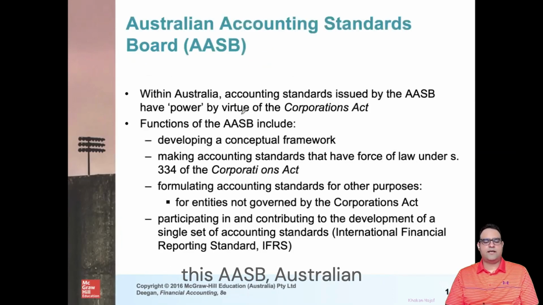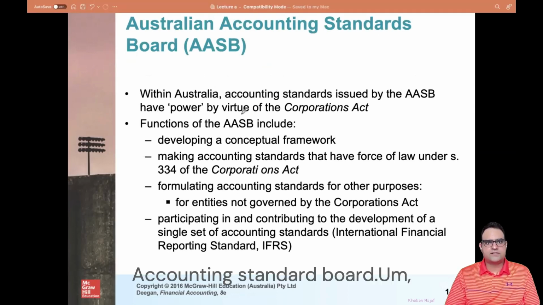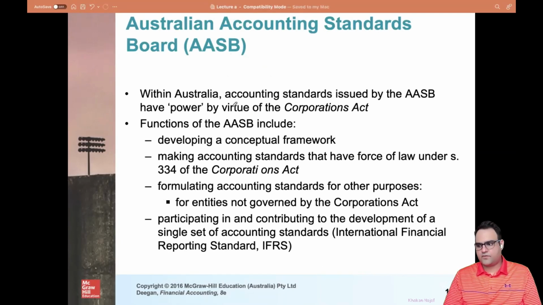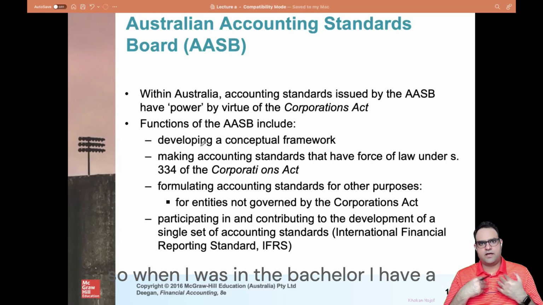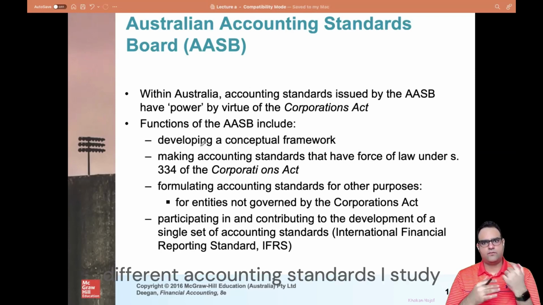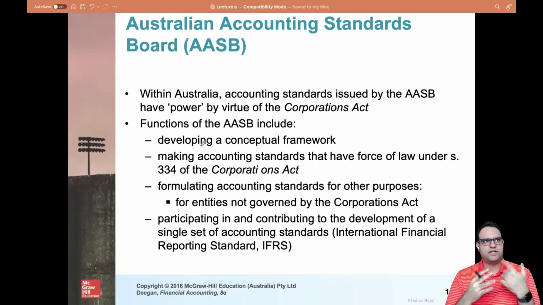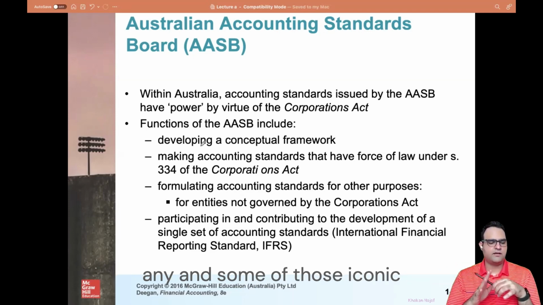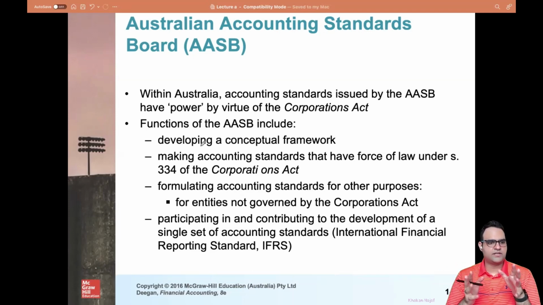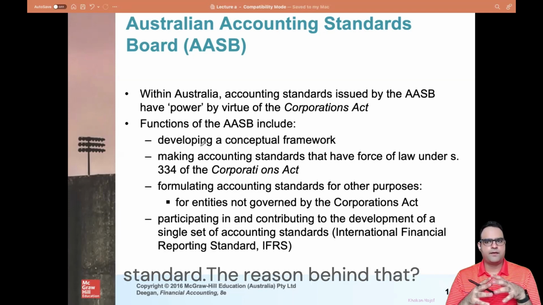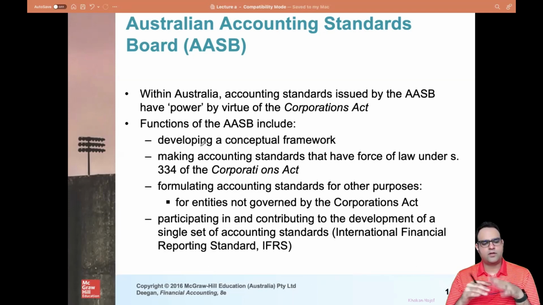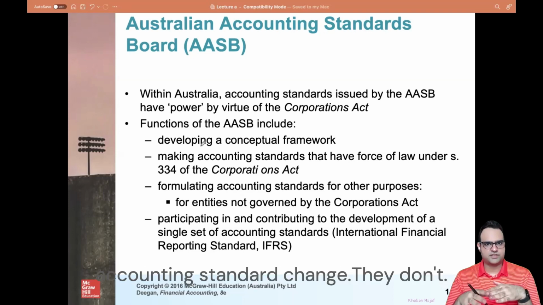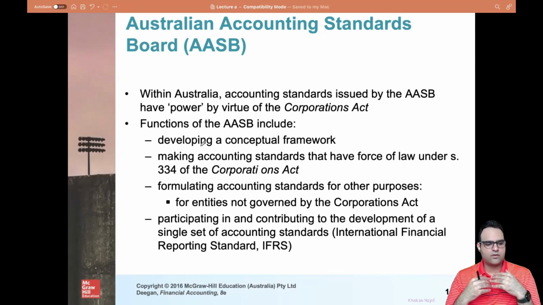Then we have the AASB. AASB is the Australian Accounting Standards Board. When I was in my bachelor's, I studied different accounting standards, which throughout the years changed and became IFRSs. Some of those just finished, like no more any. And some of those accounting standards merged with other accounting standards. The reason behind that is that through the period of time, accounting standards change. They don't remain the same. They change from one year to another.